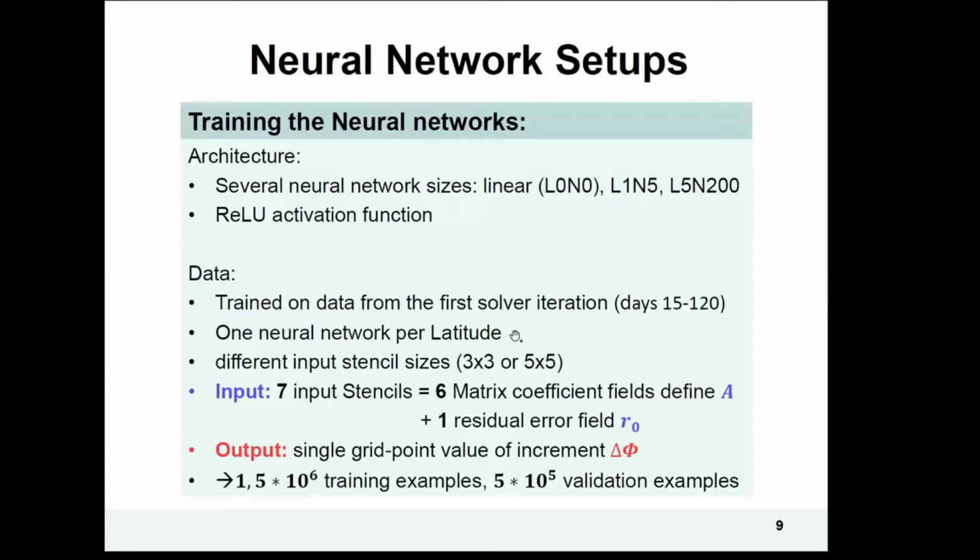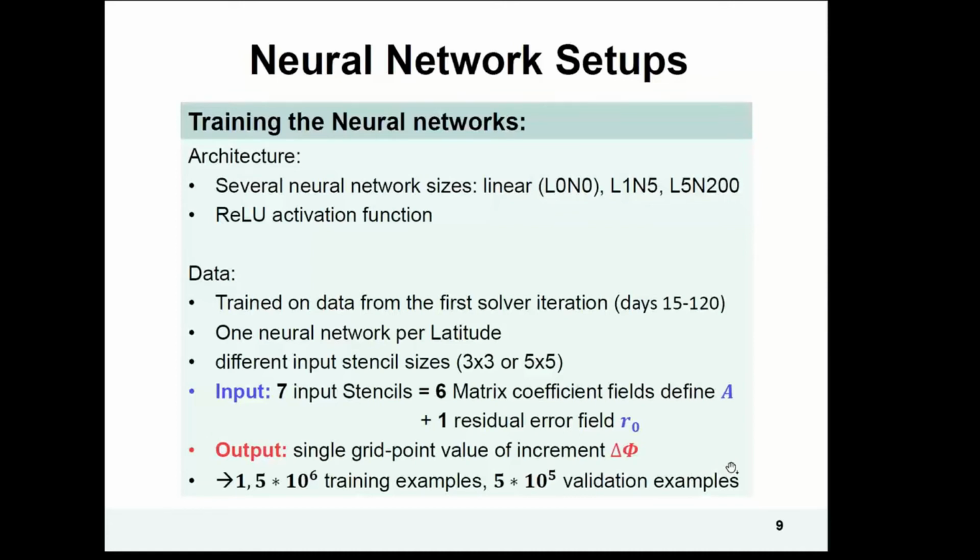We train 1 neural network per latitude, and we train different input stencil sizes. So we take 1 neighbor or 2 neighbors. And the input is then 7 input stencils, 6 for the matrix coefficients, because we have a generalized Laplacian, and 1 for the residual error field. And the output, as I already said, is a single grid point value of the increment in fluid thickness. We use about 1 million training examples and 500,000 validation examples.